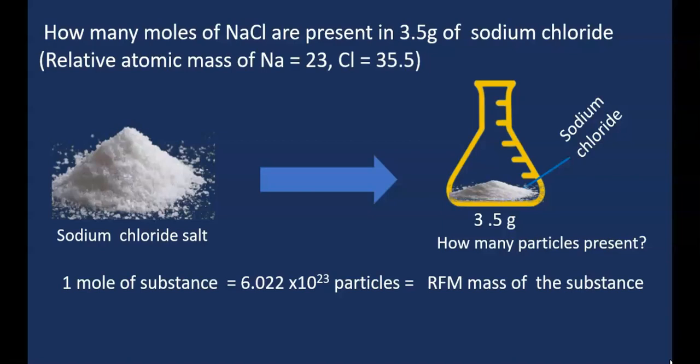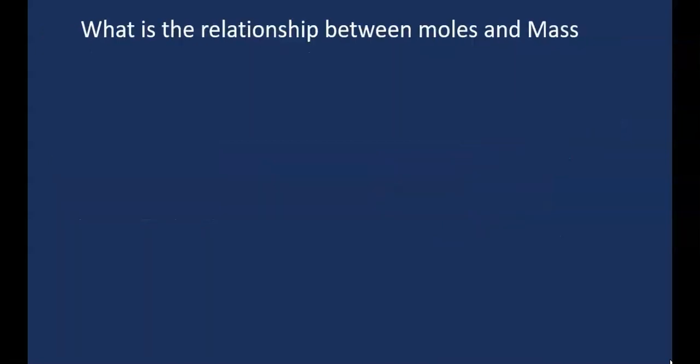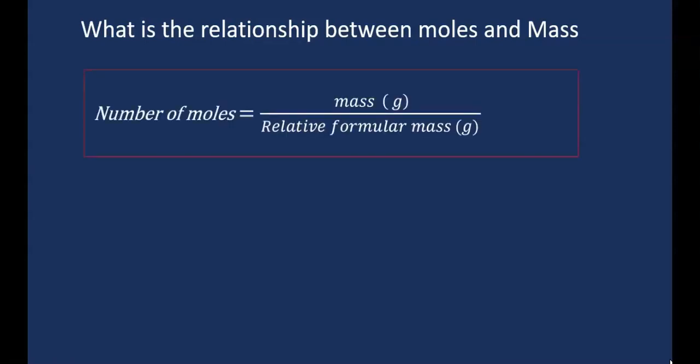I have covered the topic of the Avogadro's constant in the previous videos. Please feel free to visit my channel to check this topic out. To calculate the number of moles of any substance, we use the relationship between the moles and the mass. This is given by a general formula which states that the number of moles is equal to the mass in grams divided by the relative formula mass of a substance.